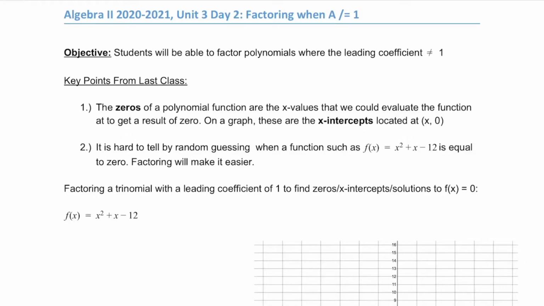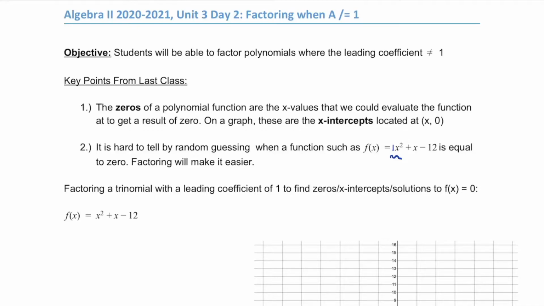What I mean by that is today we're going to build our muscles until we can factor expressions where, instead of an x squared with an implied or understood 1, that's what an a term of 1 means, we're going to be dealing with 2x squared, 3x squared, 5, 6x squared. So by the end of today, you're going to be able to factor expressions that have those other leading coefficients. Here's a reminder of the key points from last class.